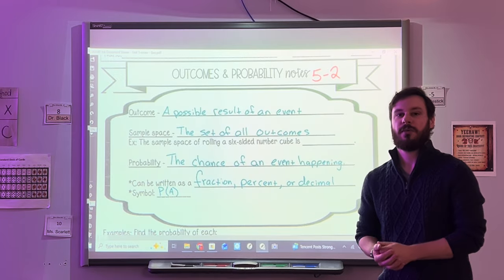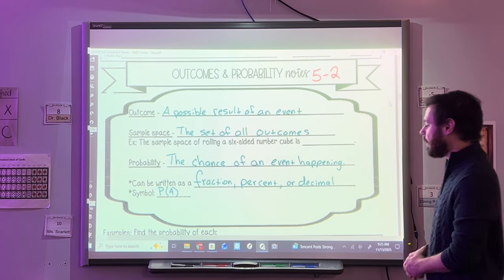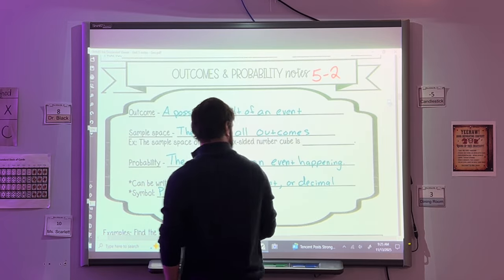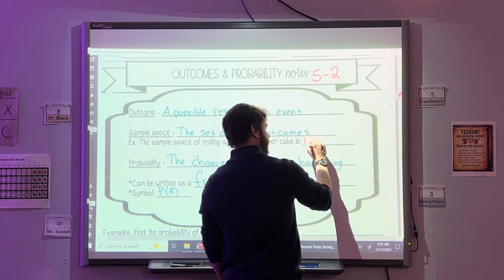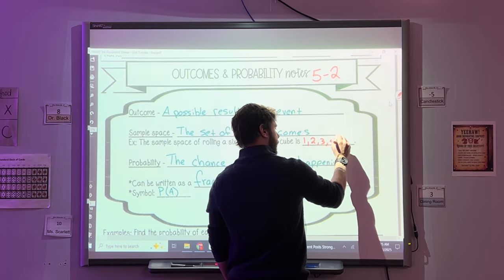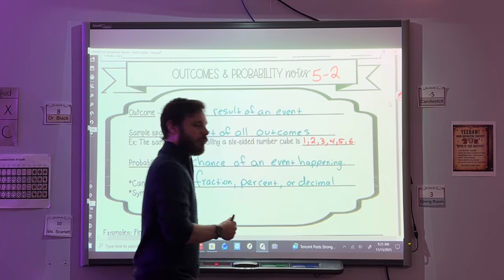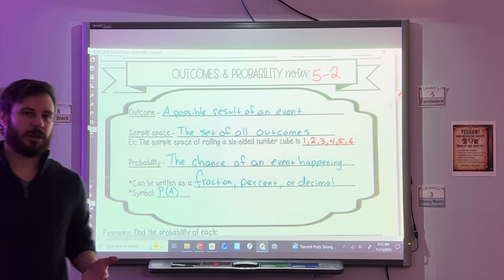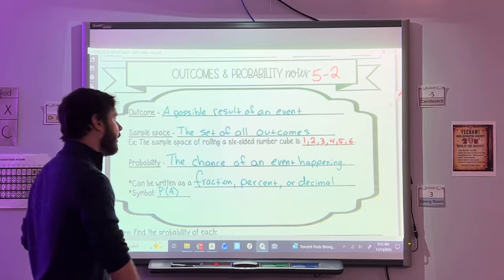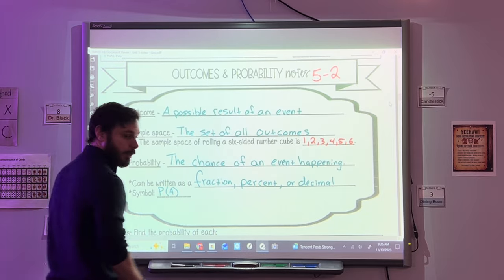For example, if I were to roll a 6-sided die, my sample space, my possible outcomes, I can have a 1, a 2, a 3, a 4, a 5, or a 6. Those are the only options. I can't roll a 7 on a 6-sided cube. If you figure out how to do that, you let me know, because you've done something special there.